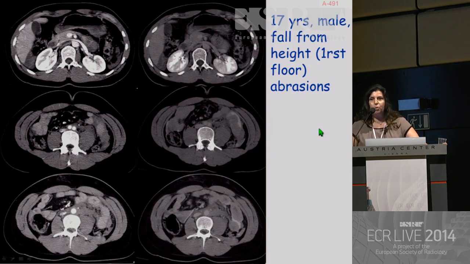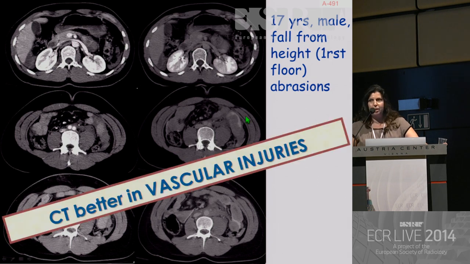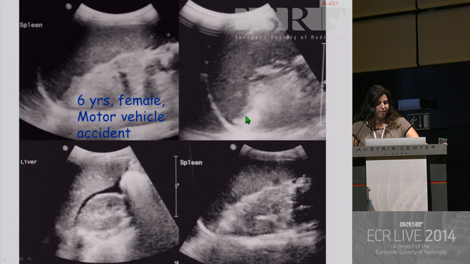This 70-year-old fell off the roof, and he had a positive predictive rule for an abdominal scan. And you can see unexplained free fluid that on the late portal phase was filled with contrast that was extravasated from the gastroduodenal artery. Surgeon said it was an easy surgery because of the CT scan, and his life was saved. Vascular injuries, CT performs better.